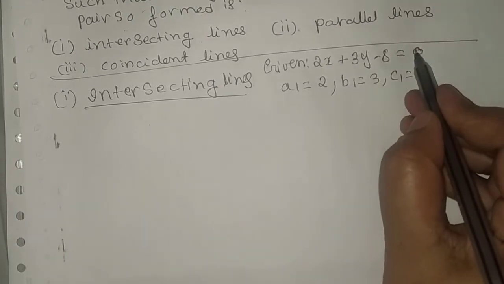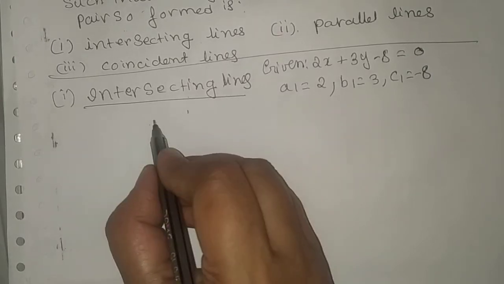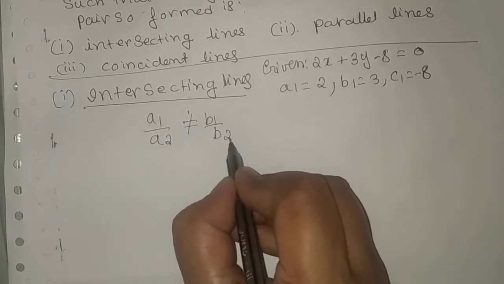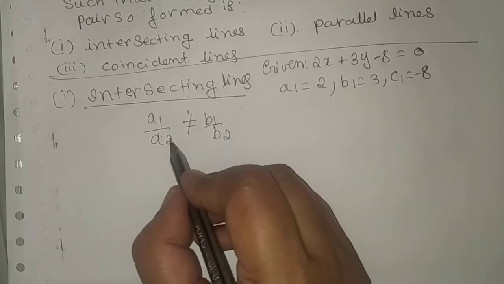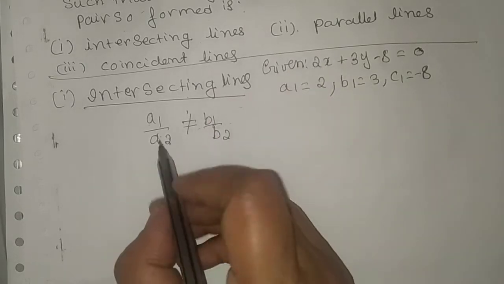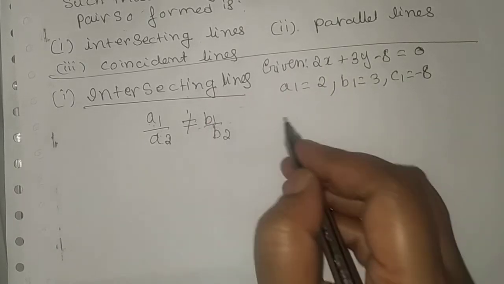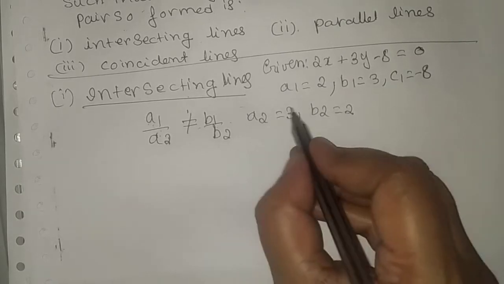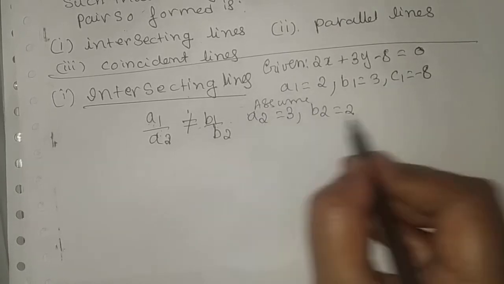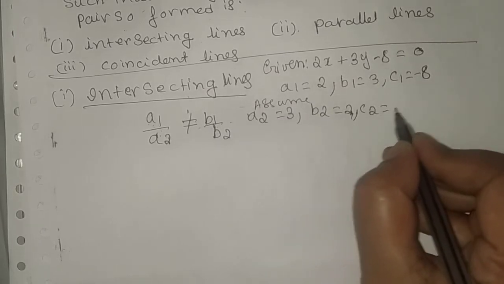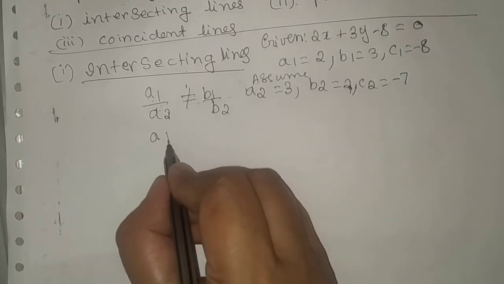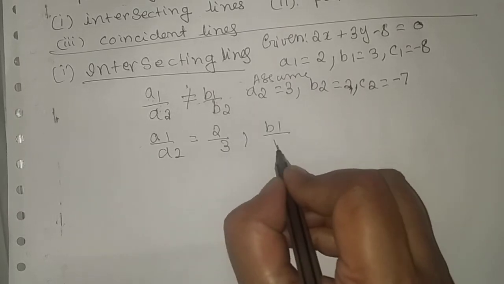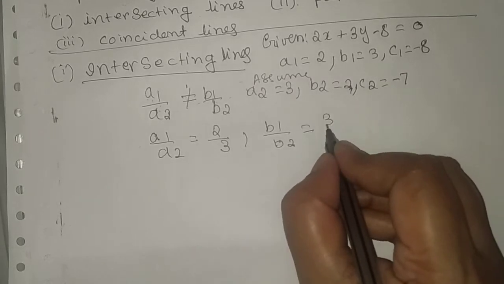Next, for the condition of intersecting lines, we have to write a1 by a2 not equal to b1 by b2. So this is the condition we have to find out, that we have to construct an equation in the form that a1 by a2 is not equal to b1 by b2. So for that we assume a2 is equal to 3, b2 is equal to 2 and c2 is equal to minus 7. Now write down a1 by a2 is equal to 2 by 3, b1 by b2 is equal to 3 by 2.